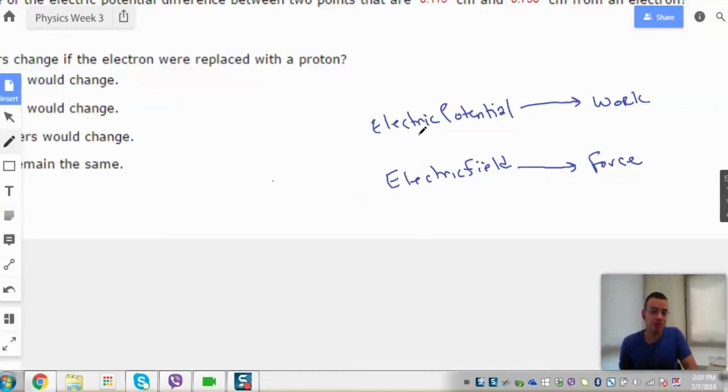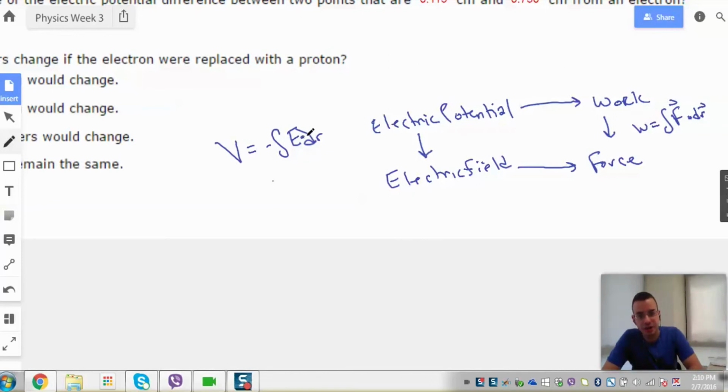So, the relation between electric potential and electric field is potential, which we're going to use V for volts, equals negative integral E dot dr. And then for work to force, we have work equals integral F dot dr. I think this is a dot product right here. Alright, so same idea here. Force is a vector, work is a scalar, electric field is a vector, potential is a scalar.